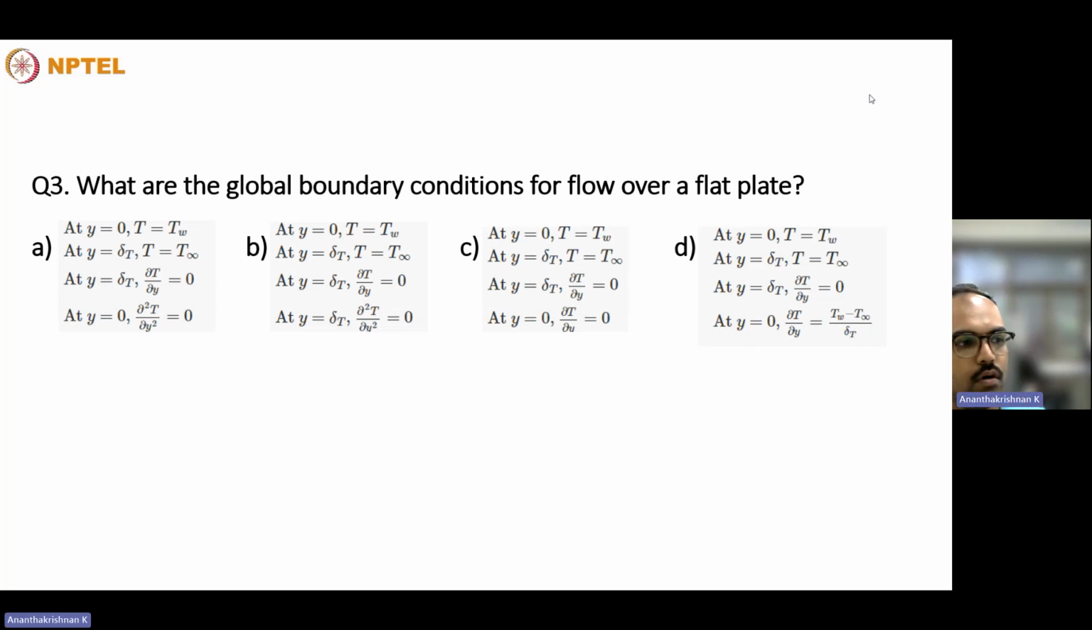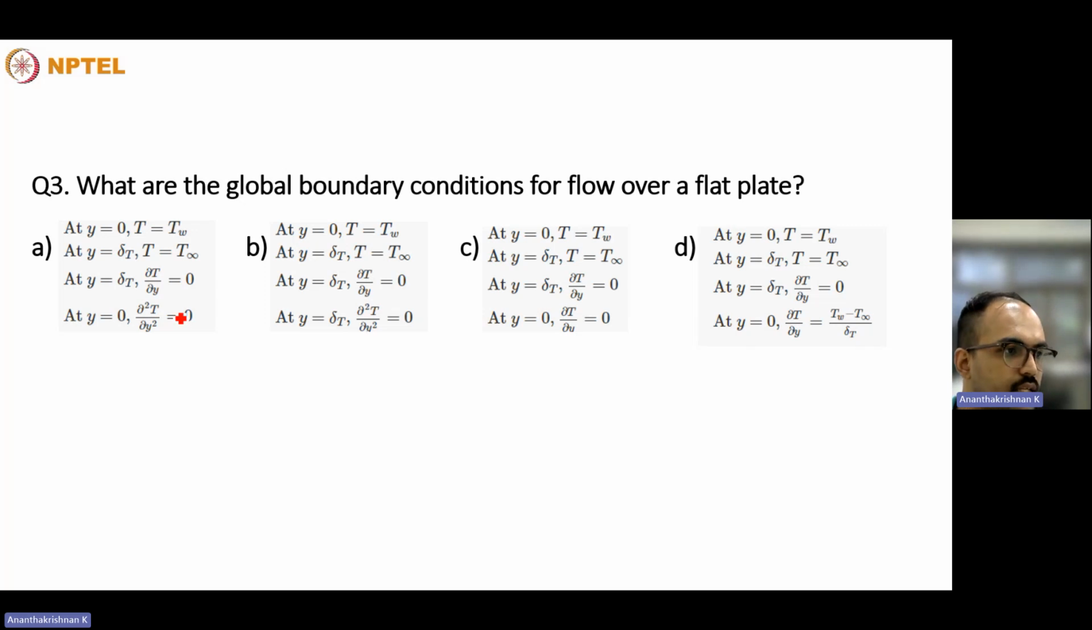So look into the problem. What are the global boundary conditions for flow over a flat plate? So this is a normal case. For an isothermal wall, what will be the boundary conditions? Take the case of a wall at a temperature of TW and the free stream at a temperature of T infinity. How are we going to write the boundary conditions?